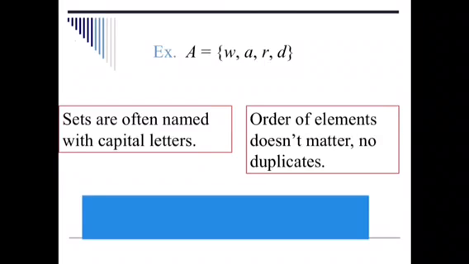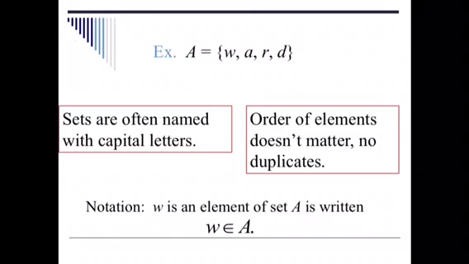And the last thing to talk about here is the notation. So if we want to talk about elements, we have this weird little symbol here, kind of like an E looking thing. But the statement W is an element of set A is written as W, our element symbol, and the name of our set. So this is how we would denote that something is an element of the set, meaning it belongs to it.